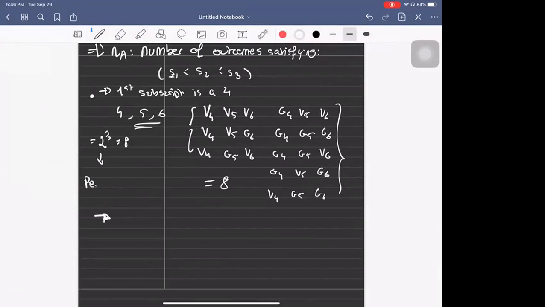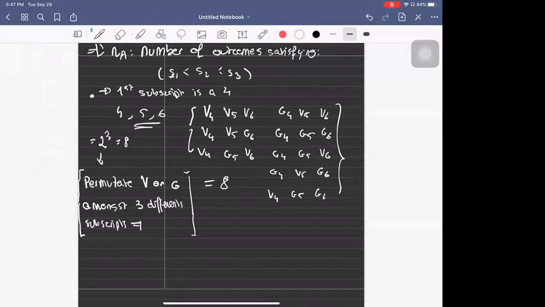you want to permutate V or G amongst 3 different subscripts, which would give you 2 elements to the power of 3, which is equal to 8.